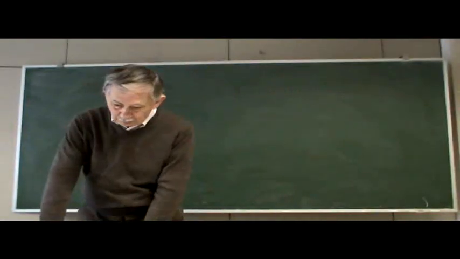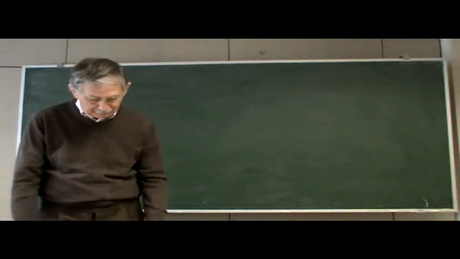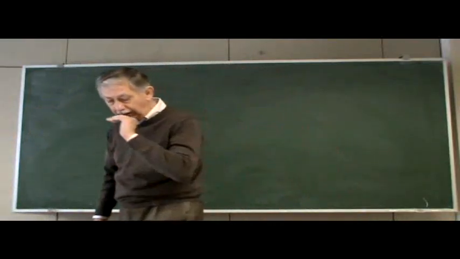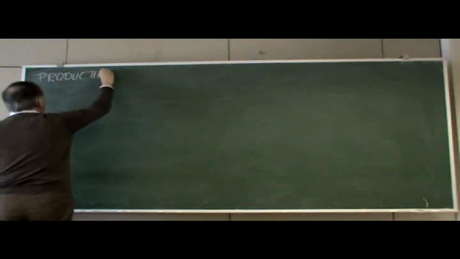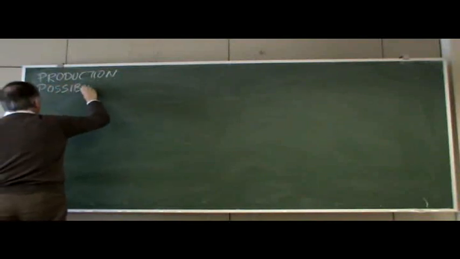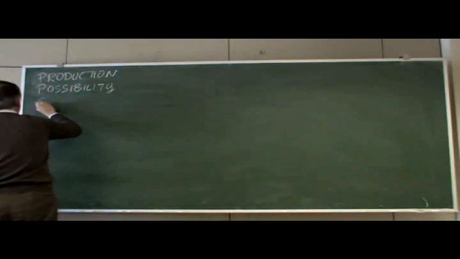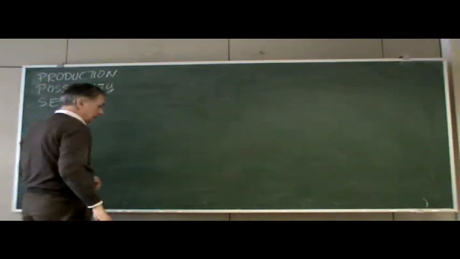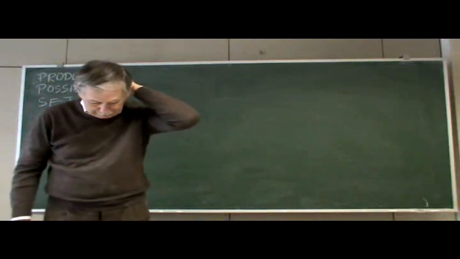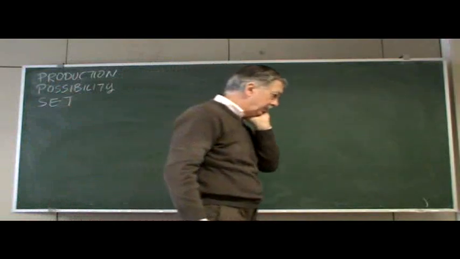To end with our preliminaries, let us consider finally the production possibility set and the possible allocation. What is the production possibility set?